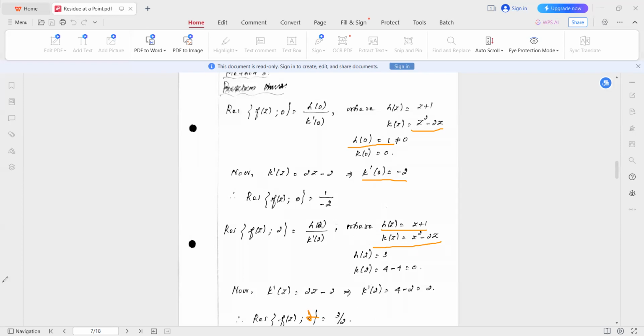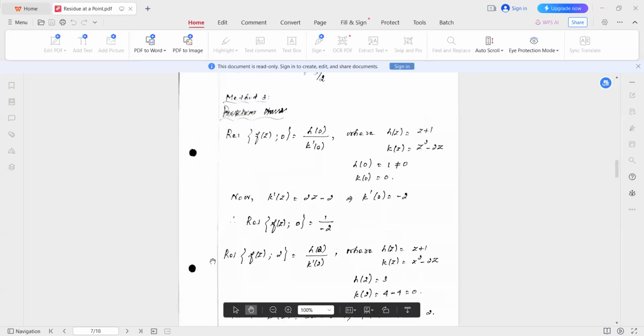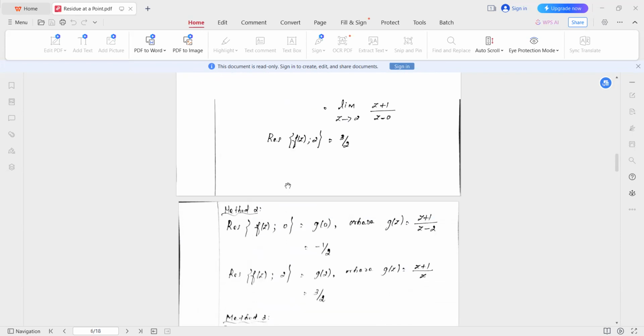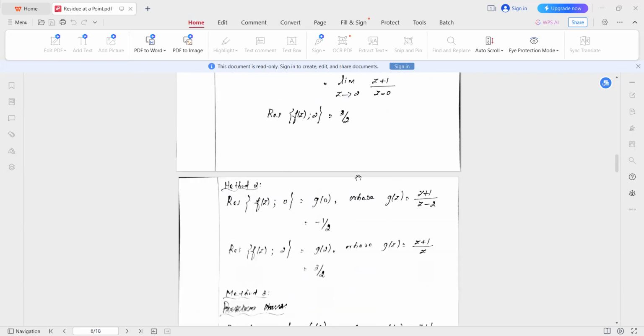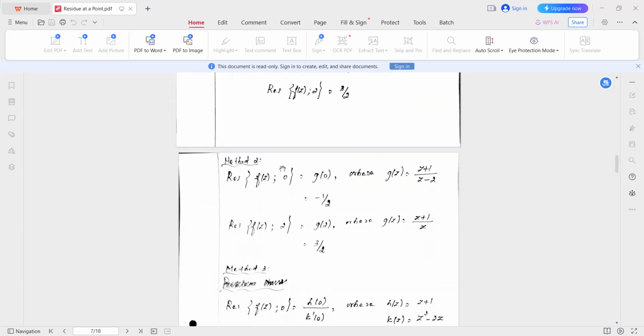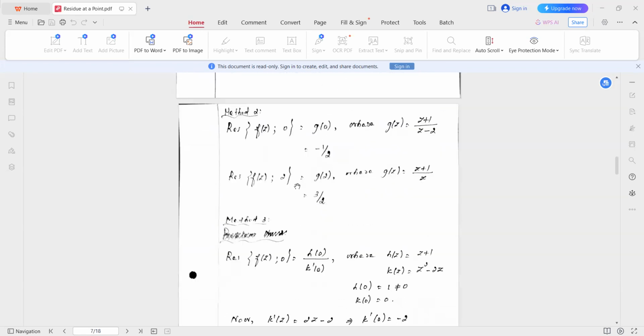So in all these three formulas we have found the residue at the points 0 and 2. Whichever formula you are comfortable with, you can use that one. If you ask me, I will choose the second method because it is very easy to compute. In the third one we have to find the differentiation part, but in the second method there is no need to find the differentiation.